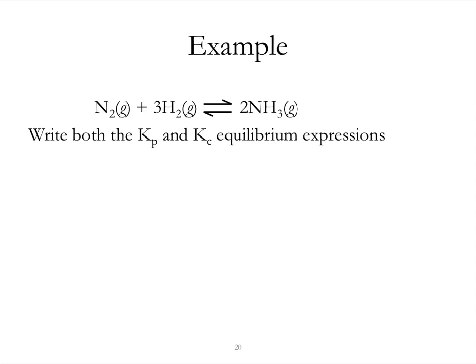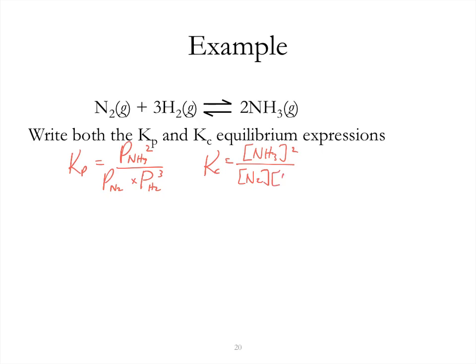So here's another example, Kp and Kc. For the Kp expression, these are all gases, so they're all going to be included. So it'll be the pressure of ammonia, the product, squared, divided by the pressure of nitrogen, and that would be to the first power, times the pressure of hydrogen, and that would be cubed. The Kc expression would be the concentration of ammonia squared over the concentration of nitrogen times the concentration of hydrogen cubed.